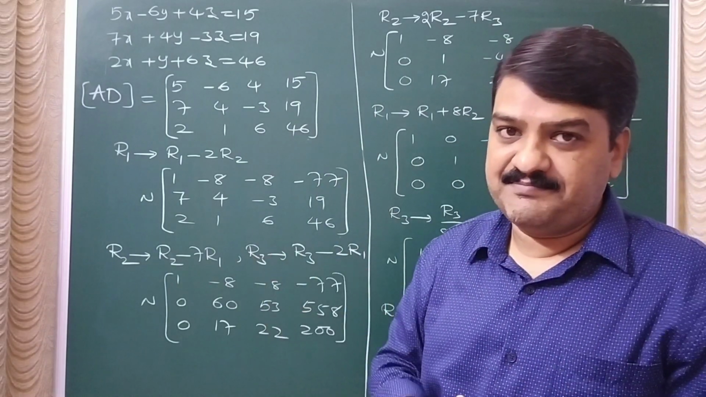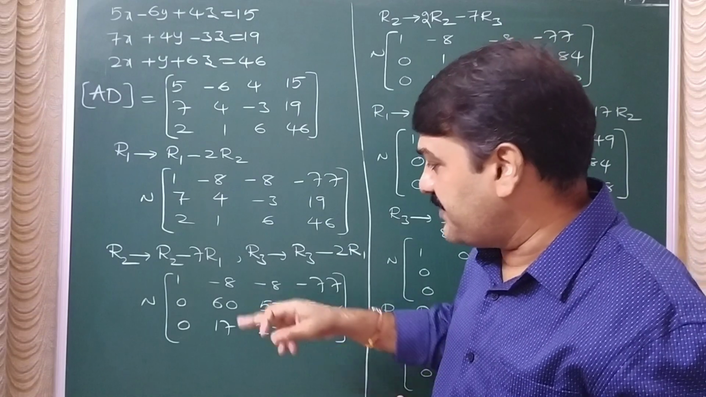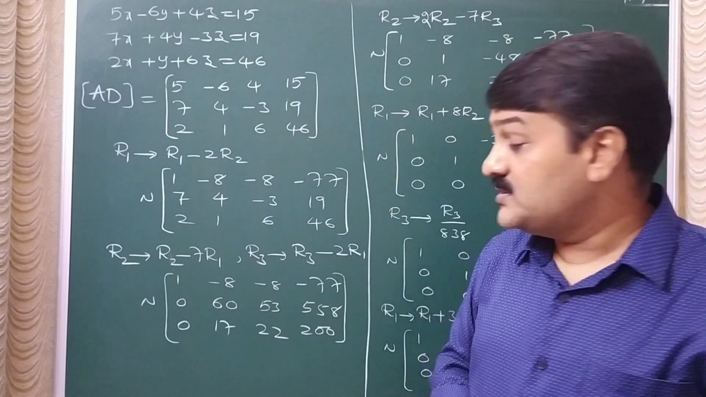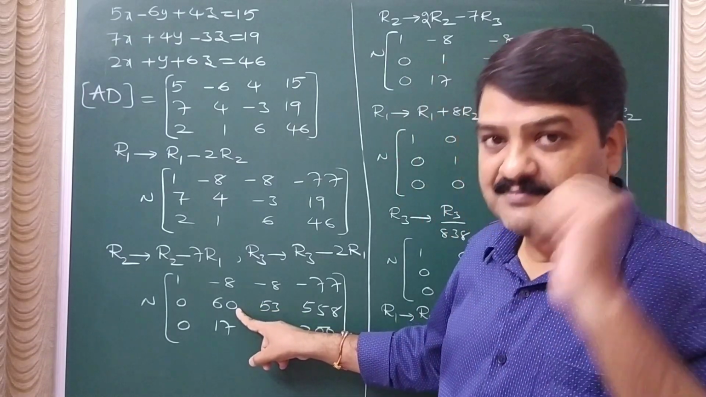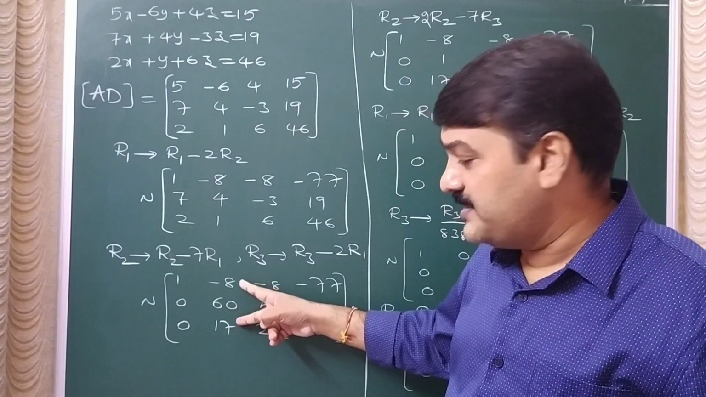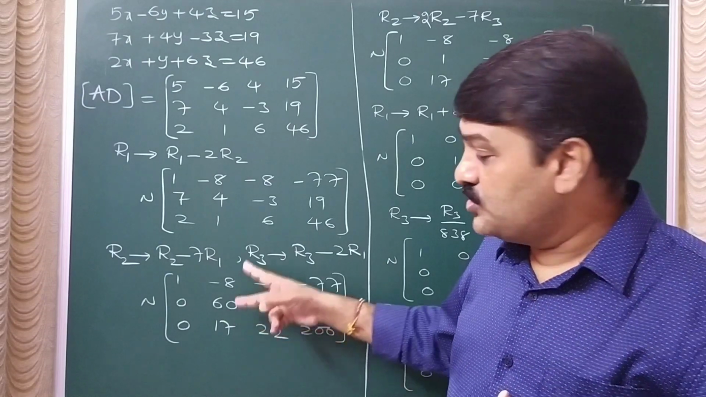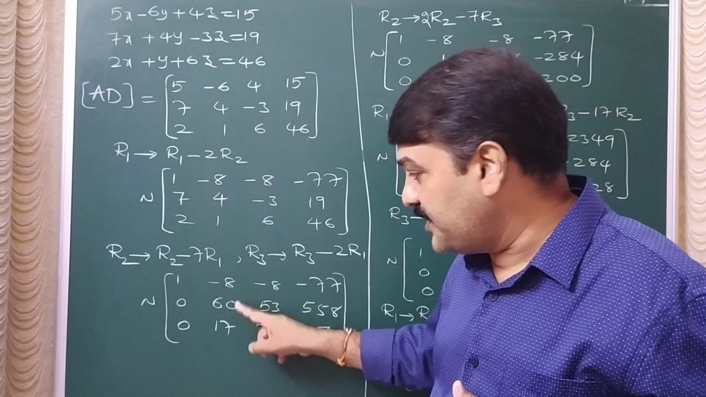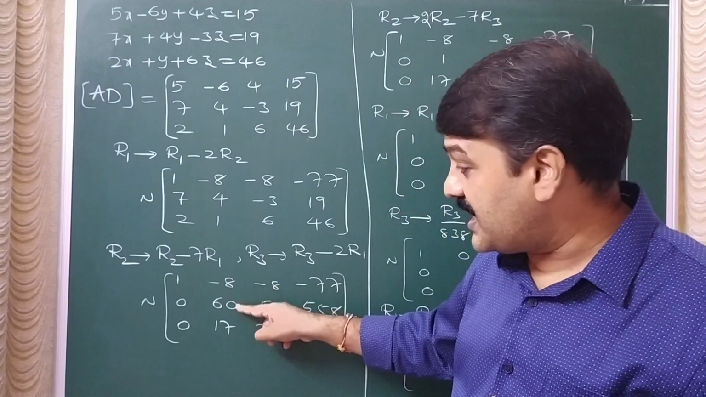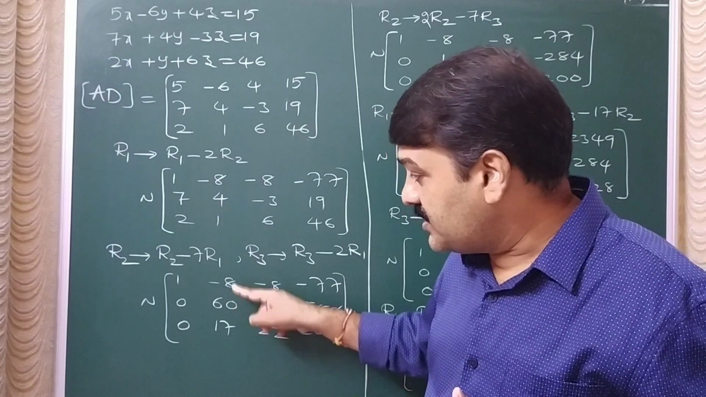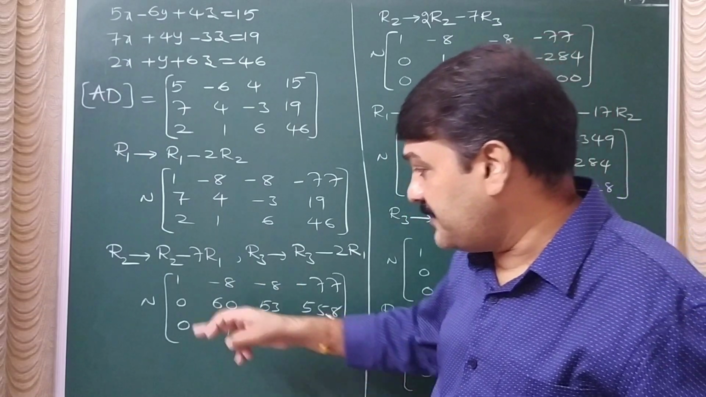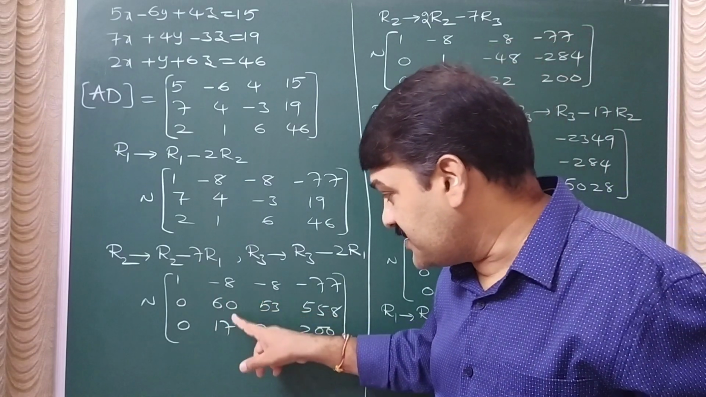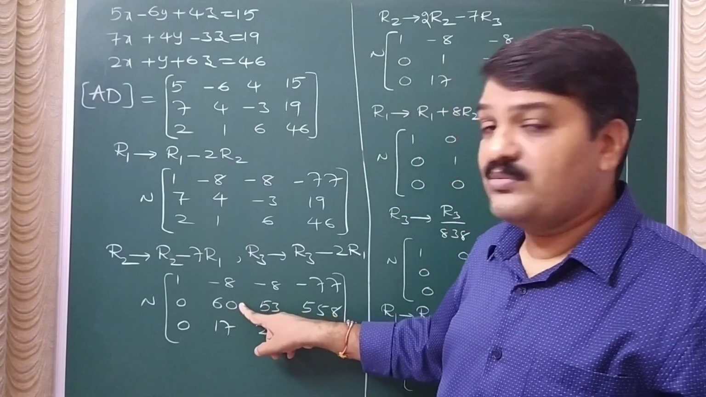Now we will go to the second step. In the second step, we have to get 0 1 0 in the second column. That is, the middle element must be 1, and the remaining two elements must be 0. To get 1 in the middle place, we have to use R3 only. We cannot use R1. If we use R1 to get 1 here, this 0 is going to change. So we should not use R1. Using R3, we have to get 1 in this place.